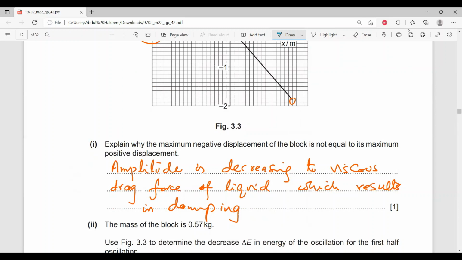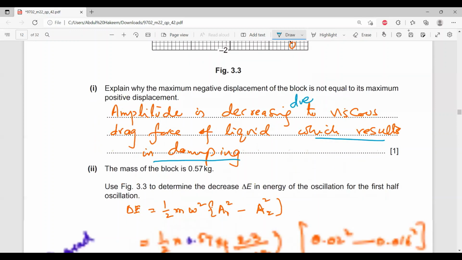It means the amplitude is decreasing. So the amplitude is decreasing due to resistive forces, which is the drag force of the liquid, which results in damping. So due to damping, the amplitude is decreasing, and the reason for the damping is the loss of energy, because there is a viscous drag.